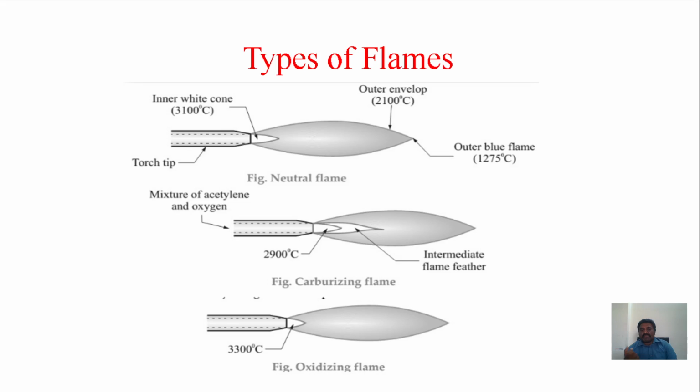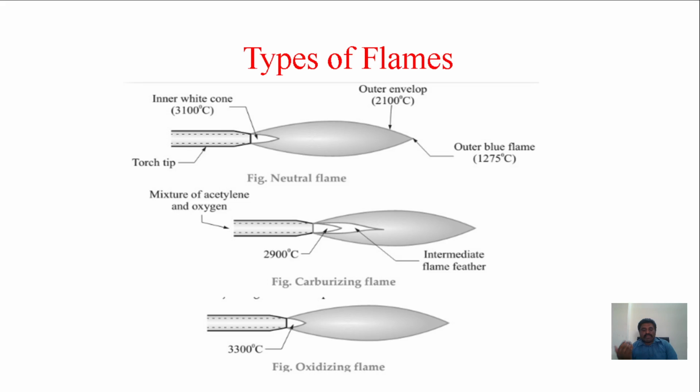Here the inner white cone is maintained at a temperature of 2900 degrees Celsius, and the outer bluish flame is maintained at 2100 degrees Celsius. We maintain the intermediate flame feather, which we can also call the acetylene feather. Here the acetylene gas ratio is more compared to the oxygen.